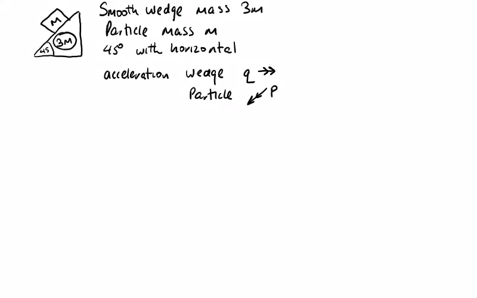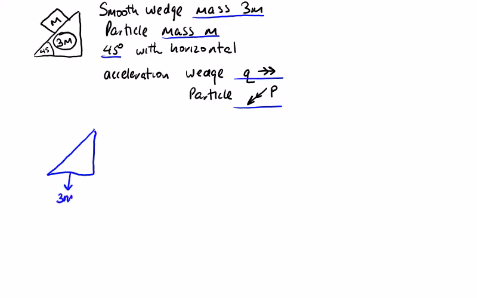2019 wedge particle question. The wedge has mass 3m, the particle has mass m. Angle is 45, and we have our acceleration directions. Q going that way, and P going down the incline. They want us to write what's happening in separate diagrams.